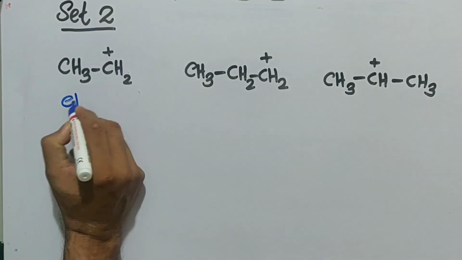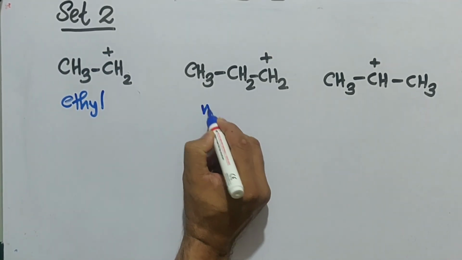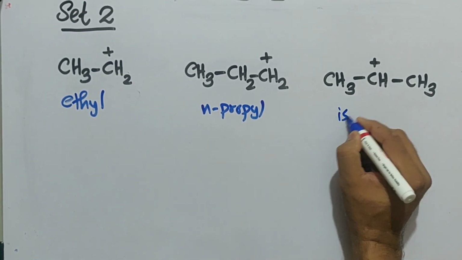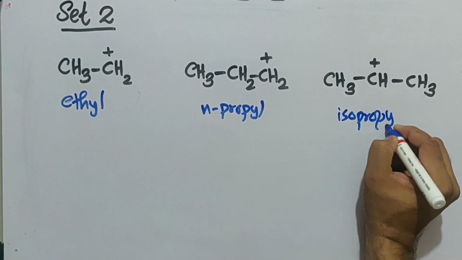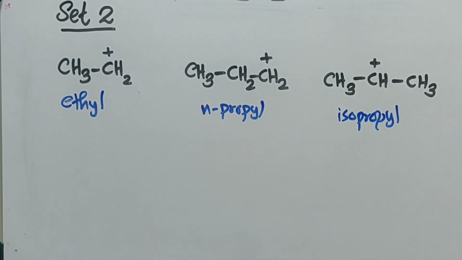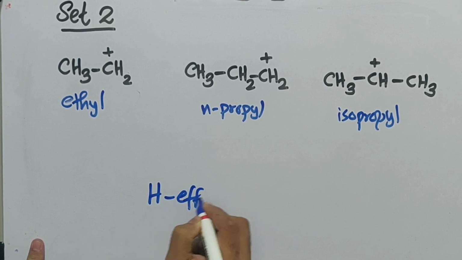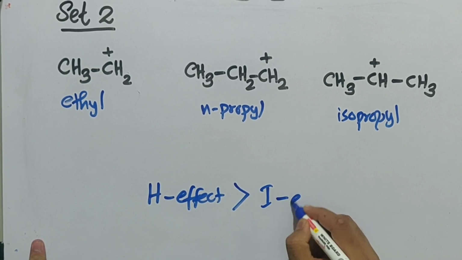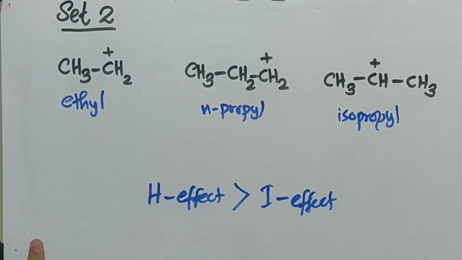Next set: ethyl carbocation, n-propyl carbocation, and isopropyl carbocation. Here we have to consider inductive effect and hyperconjugation. As we discussed earlier, the hyperconjugation effect is greater than the inductive effect or I effect. If the I effect and hyperconjugation effect are in opposite directions, then we have to consider the hyperconjugation effect.